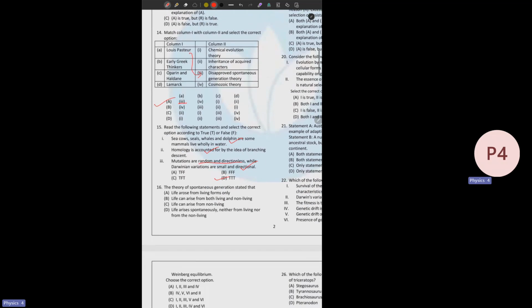The theory of spontaneous generation stated that life arose from life forms only. No. Life can arise from both living and non-living. Again, no. Life can arise from non-living. Yes. C is the correct answer.